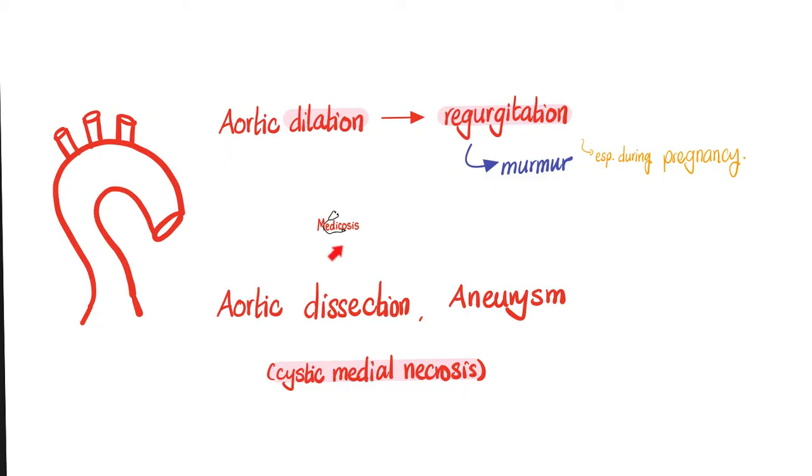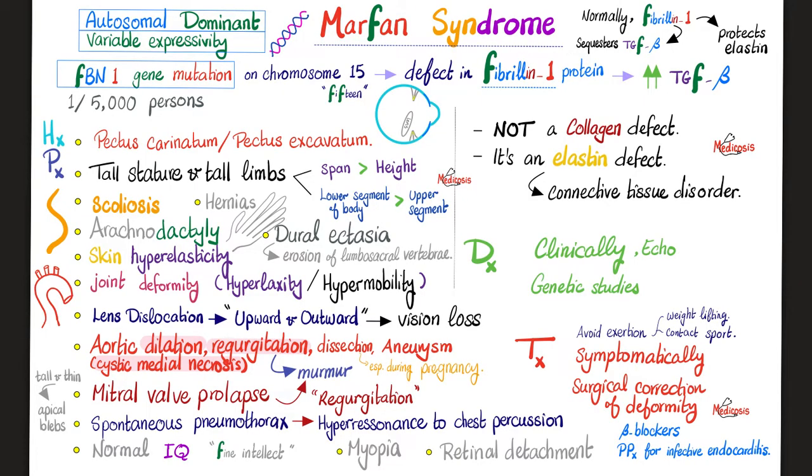Marfan syndrome patients can also have aortic dissection, aortic aneurysm. Cystic medial necrosis is the culprit, because it's a connective tissue disorder. So Marfan syndrome is autosomal dominant with variable expressivity. FBN1 gene mutation, look at the F letter closely, chromosome 15. What's the name of that gene? FBN1. What's the name of the protein defect? Fibrillin-1. Who is left unchecked? Who is running all over the place? TGF-beta. The lens is dislocated upwards and outwards like an F letter.